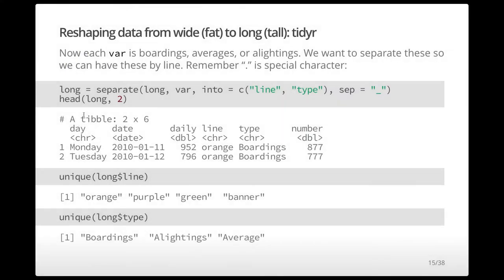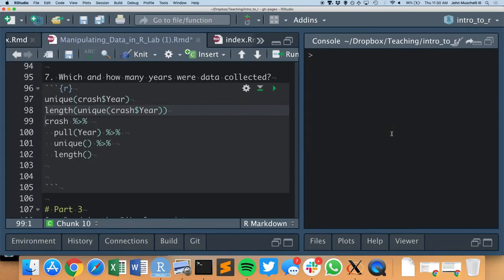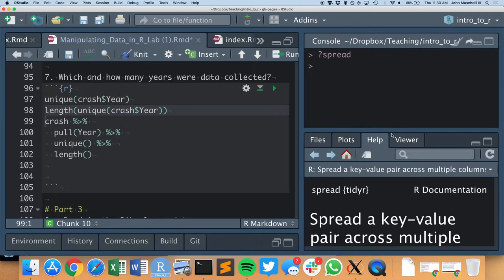What I mean by that, if we go back to type, sorry, that's the line. Type is boardings, people getting off, people getting on. Okay? So spread, the first column argument it takes is saying what you want to spread out to be the new column names. So in this case, type, and then which column do you want to use to fill in the actual data points? Okay? So if we look at the help file for spread, with the question mark, we can search help.